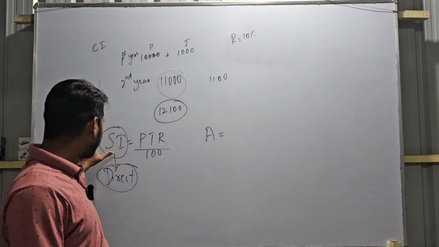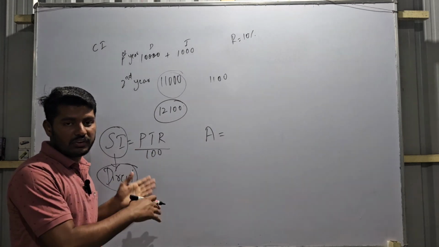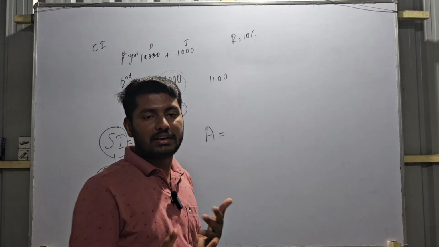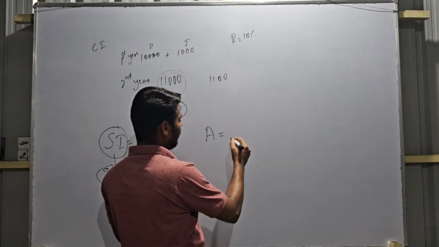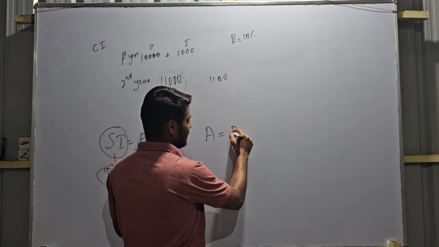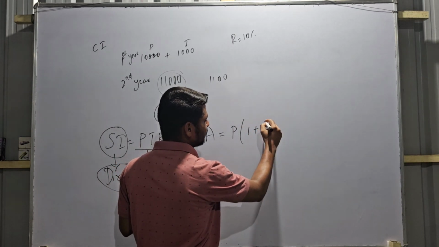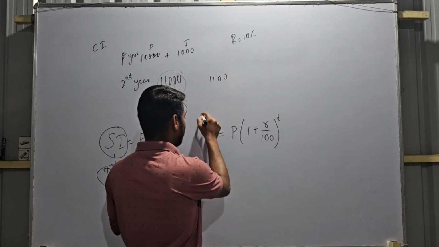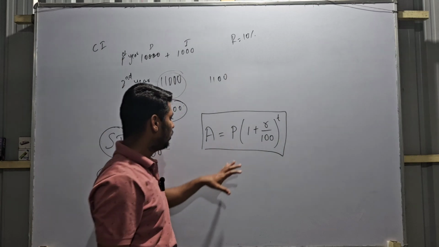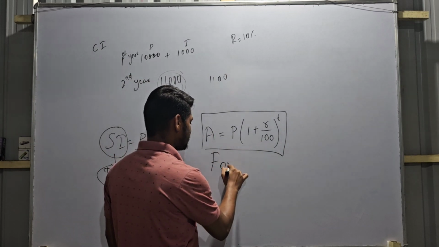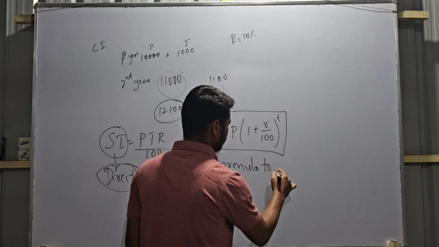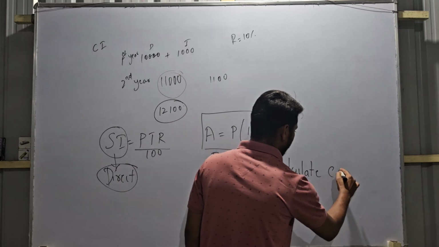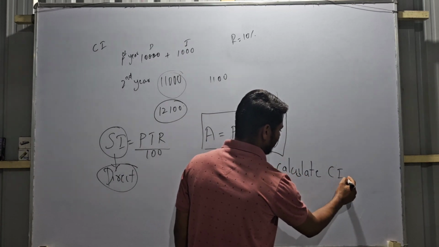We will not get any interest directly. After we get the amount, we have to subtract the principal amount from the amount, then we will get the interest. So the formula for compound interest is: amount is equals to principal amount into 1 plus rate of interest divided by 100, power t, that means time. So this is the formula to calculate compound interest.